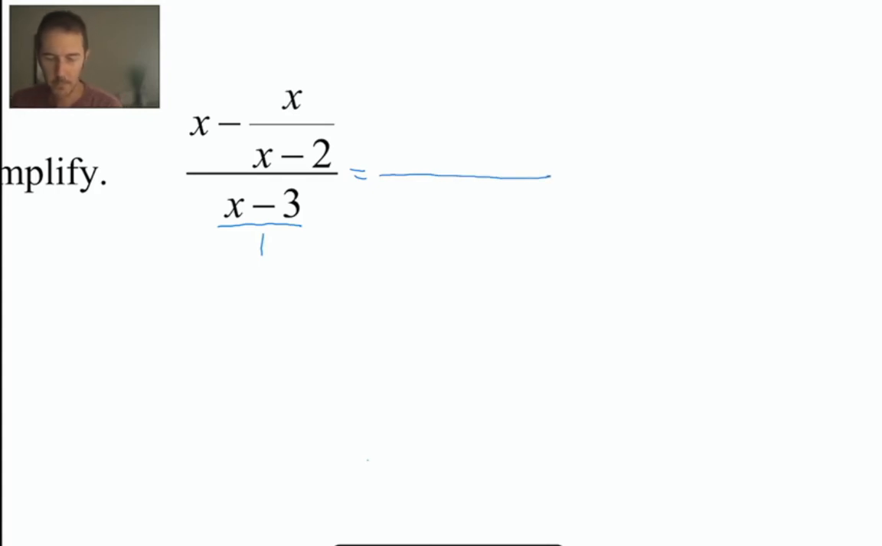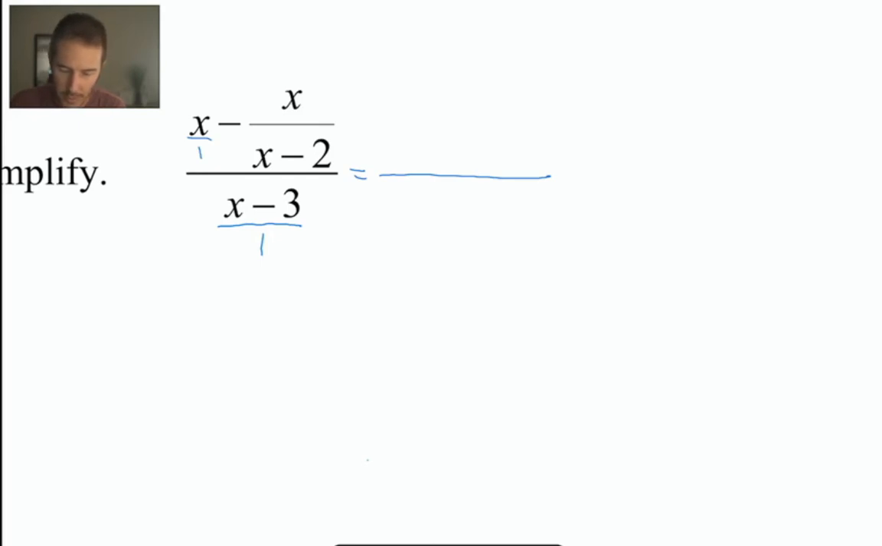And this time, as I mentioned, in the numerator you've got a denominator of x minus 2. So I'm going to take this x right here. I'm thinking of it as an x over 1, but it needs to have a denominator of x minus 2.